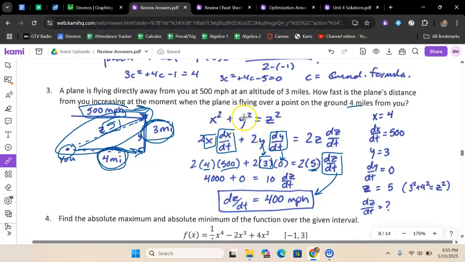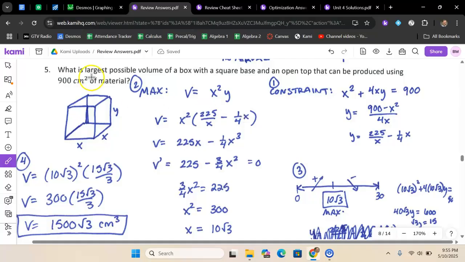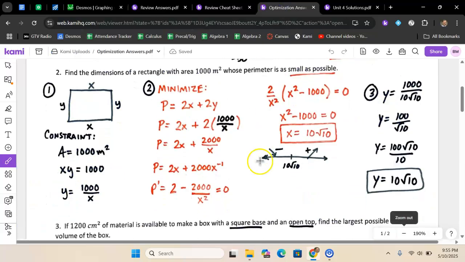Okay. Same thing with optimization. So the optimization problem that I have on the review, it's number 5 in this section. It's pretty difficult. But the main idea of optimization is that you are either trying to maximize or minimize some quantity. So in this problem from our worksheet, we wanted to find the dimensions of a rectangle that has an area of 1,000 whose perimeter is as small as possible.